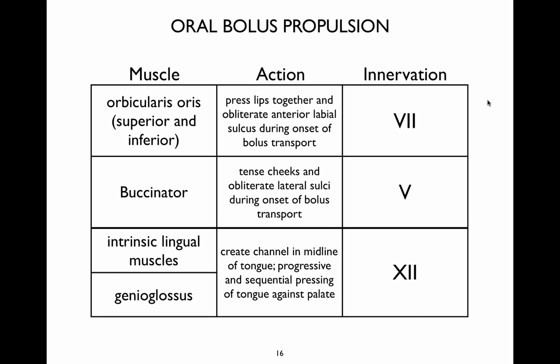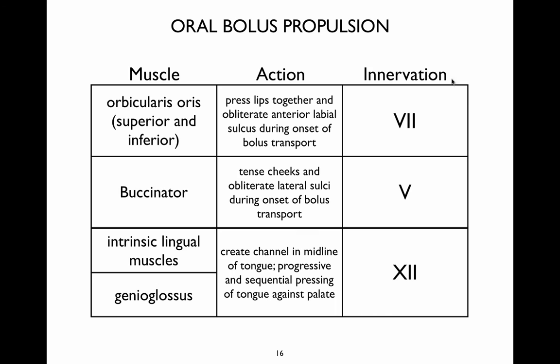These have to do with propulsion from the point of even the lips pressing together and essentially creating additional force at the beginning of the propulsion of the bolus. The importance of the buccinator in squishing and tensing the lateral aspects of the oral cavity, and as discussed earlier, certain muscles such as the intrinsic lingual muscles then are important for making that groove or trough in the middle of the tongue.